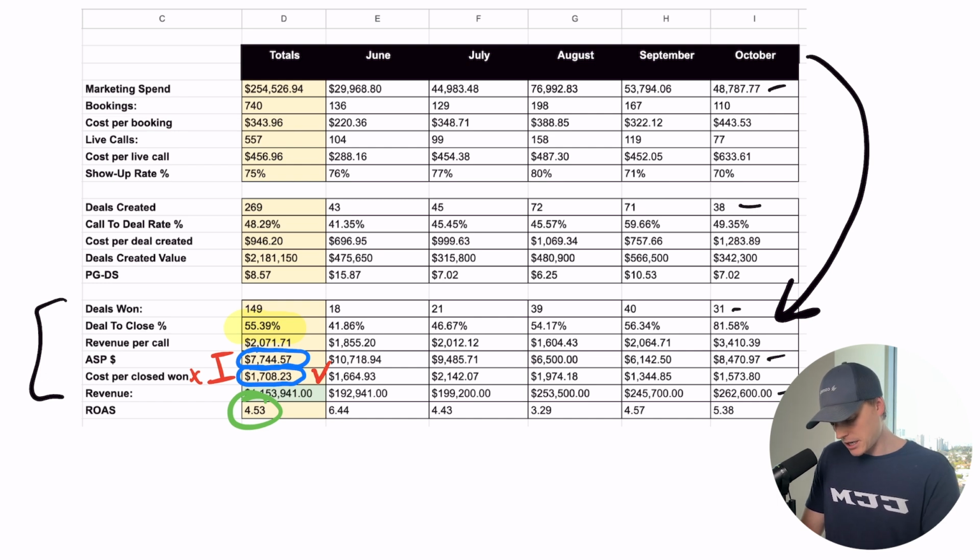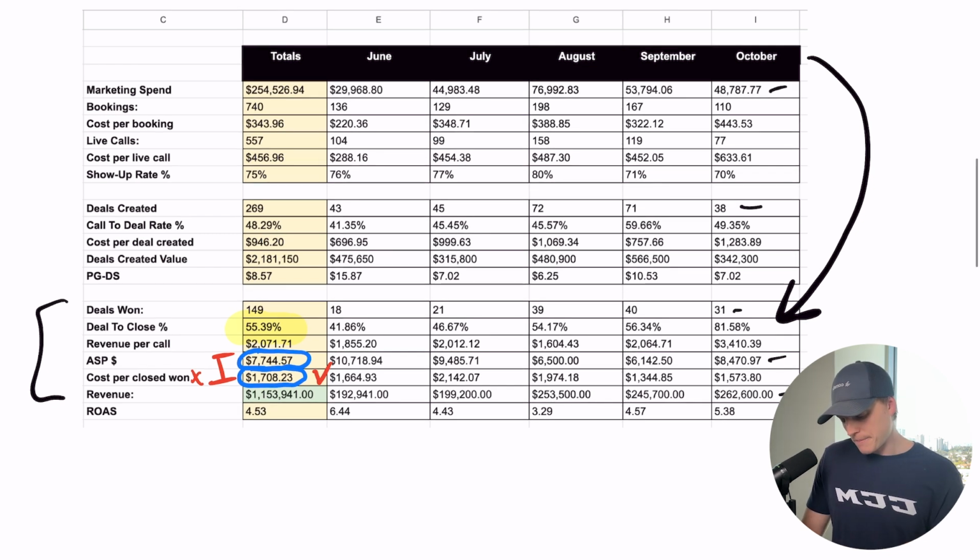Because the ROAS, as everybody should know, is 1.1 million on 254,000. So that right there is the big, giant, most important number of all time. So that's pretty much how that works out, okay?